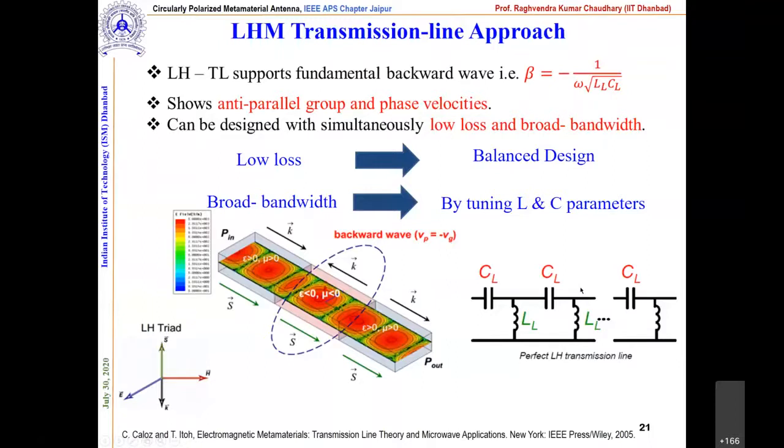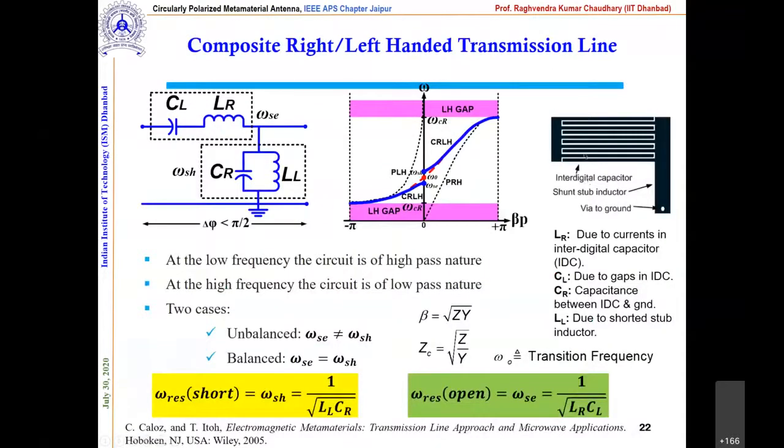So here you can see this is a very old structure, not a new one, and the stub we have seen in a textbook also. What Kalos and Ito did is arrange an interdigital capacitor and a shunt inductor, and connected them with a via to the ground. If you try to draw its equivalent circuit, these fingers in the gap will provide the capacitance, and this stub, which is the via going to connect with the ground, will provide the inductor.